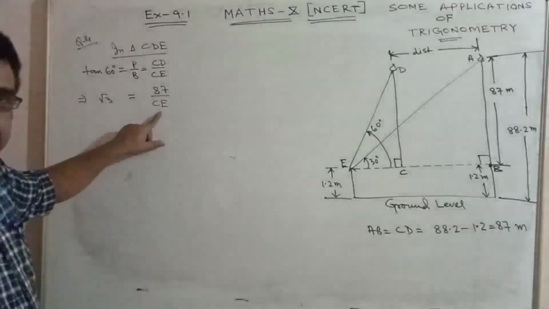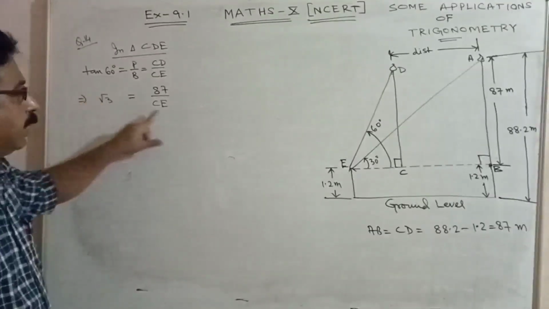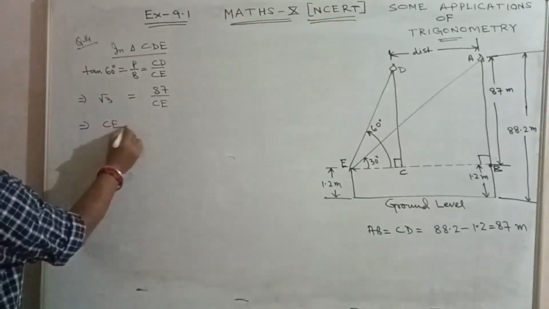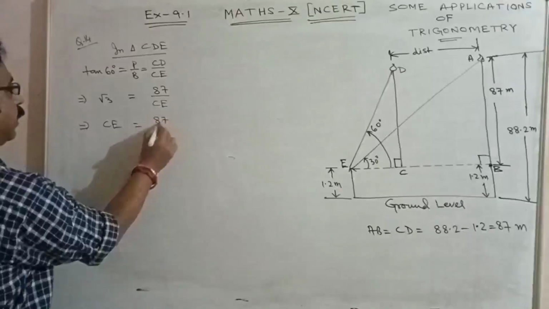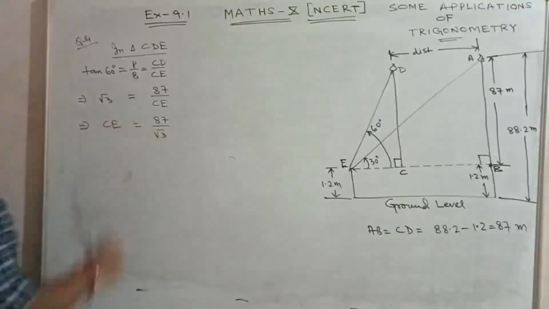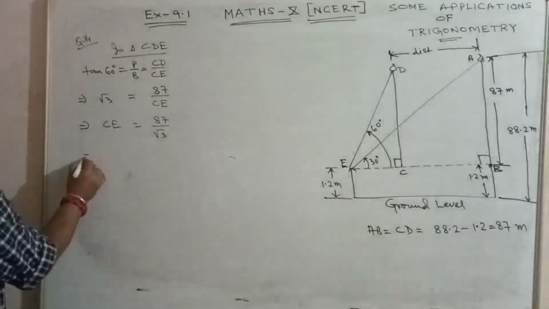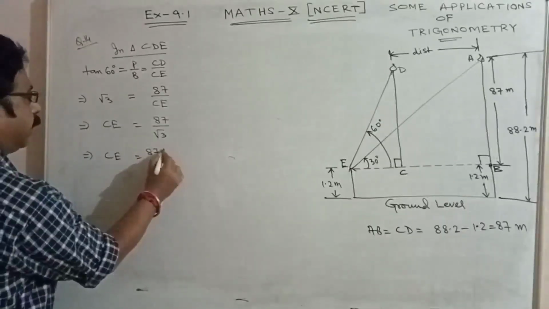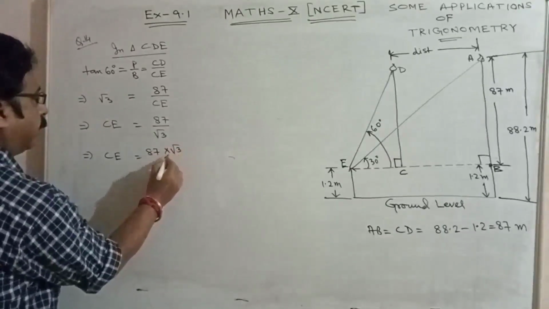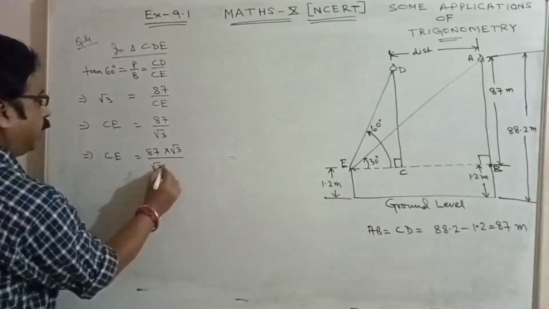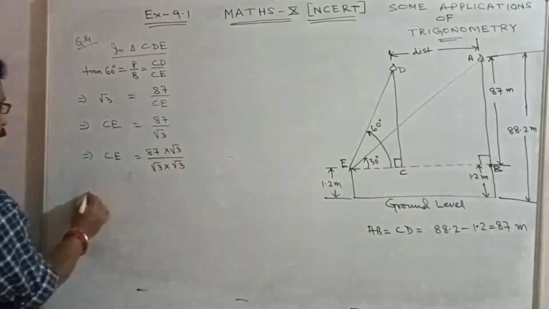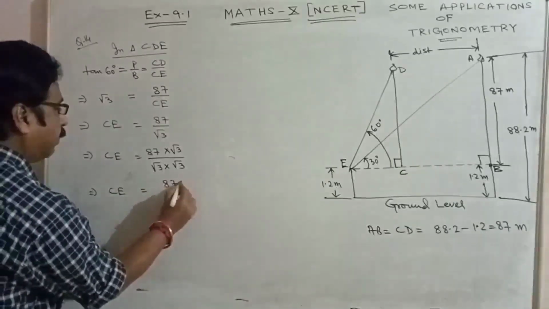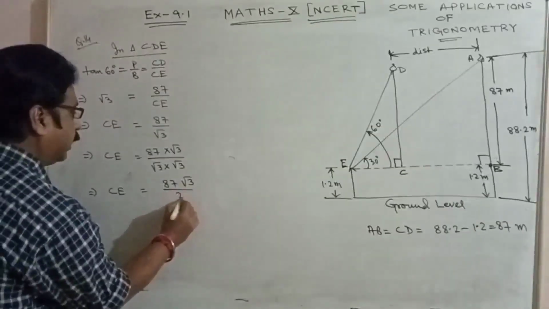Now shift CE here and root 3 here. Then we can get CE equals to 87 upon root 3. We can rationalize: CE equals to 87 into root 3 by root 3 into root 3. CE will be 87 root 3 upon 3.